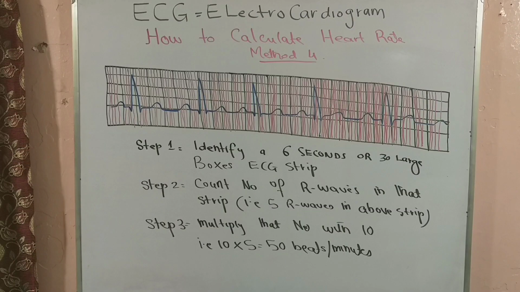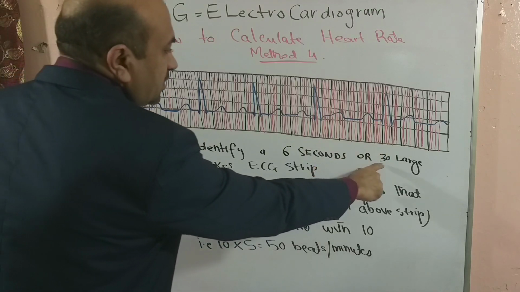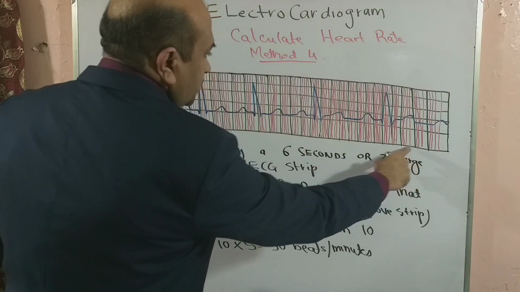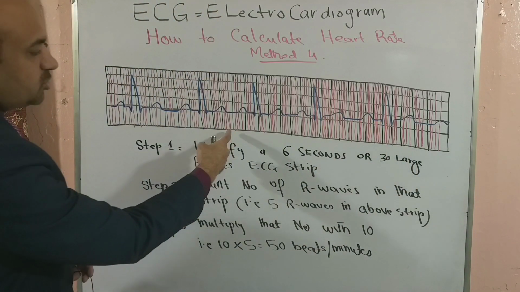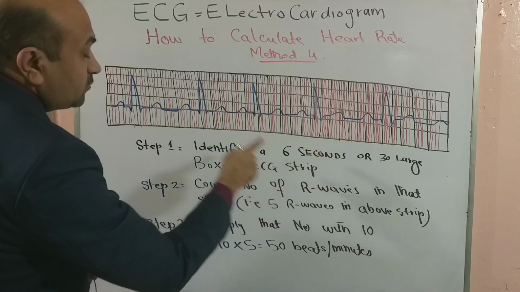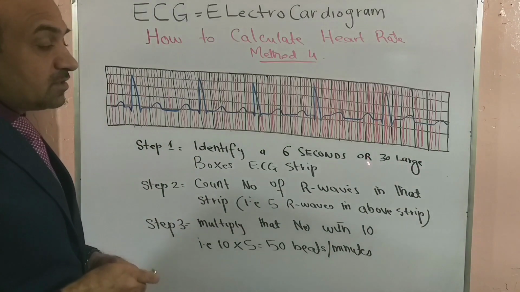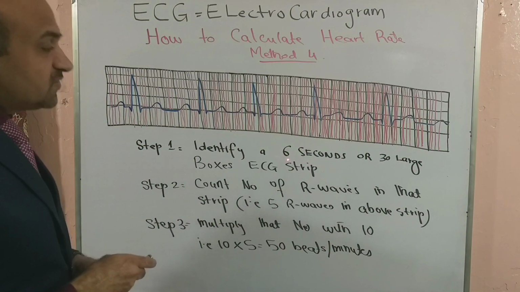So let's take an example where we can use method number 4. Here we see an ECG strip which comprises 30 large boxes. These are the large boxes which are separated from each other by the black lines. Because one large box is equal to 0.20 second, 30 large boxes will be equal to 6 seconds.